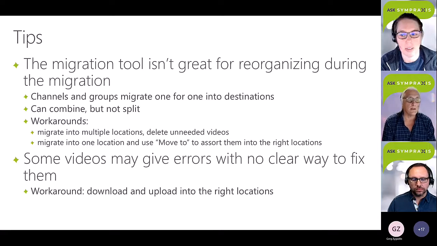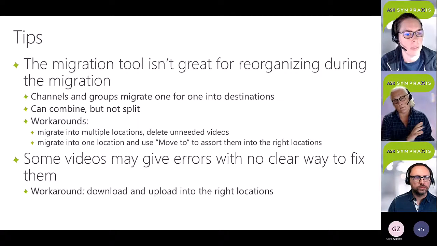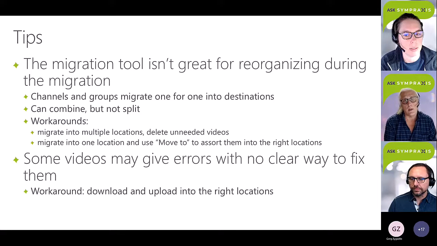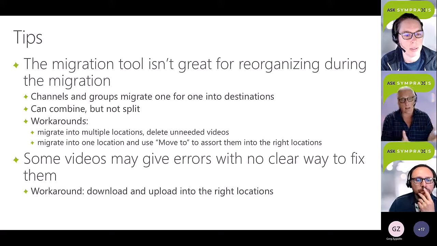The other option, and I found myself doing this more, was migrating into one location. So let's migrate everything from Contoso HR into the HR videos library. And then you can just use the move to on the toolbar to move those videos from the place where you've migrated them into wherever you want. So that's one of the benefits of them being just regular files. They end up as documents.